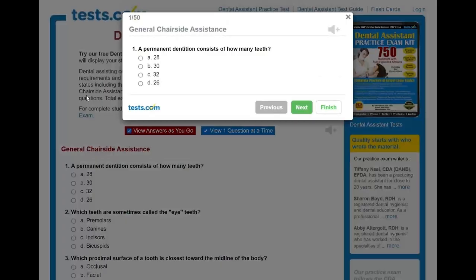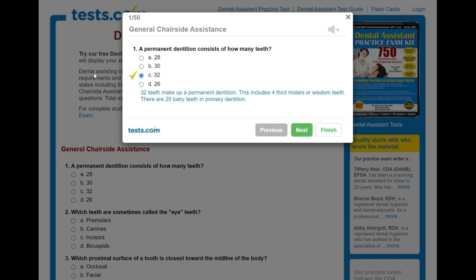General chairside assistance. A permanent dentition consists of how many teeth? A. 28, B. 30, C. 32, D. 26. C. 32. 32 teeth make up a permanent dentition. This includes 4 third molars or wisdom teeth. There are 20 baby teeth in primary dentition.